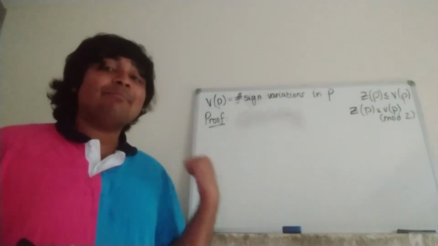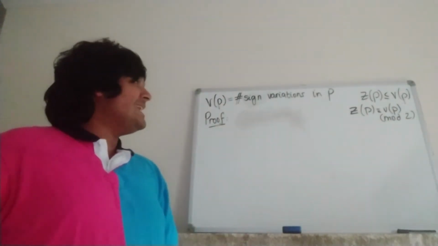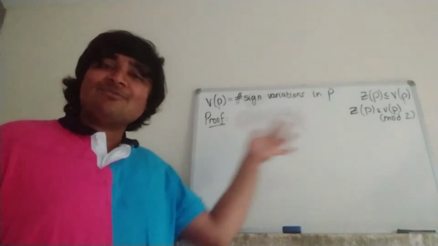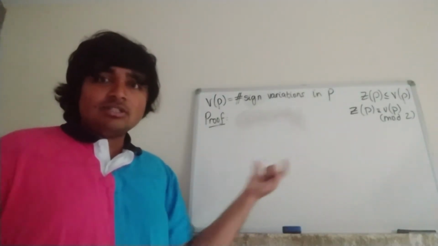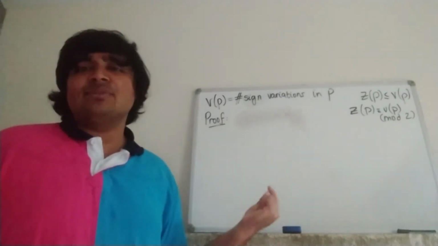Okay, so now we can get into the main part of the proof. Firstly, let's introduce some notation. I've written V of P here to be the number of sign variations in P. So that's when you read the polynomial P of x from left to right, the number of times the coefficient sign changes. So in the example I gave, V of P was 3.